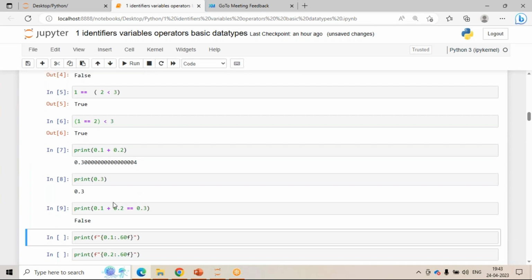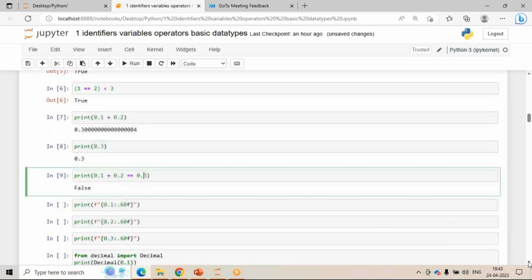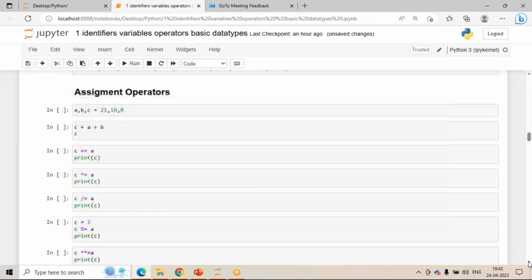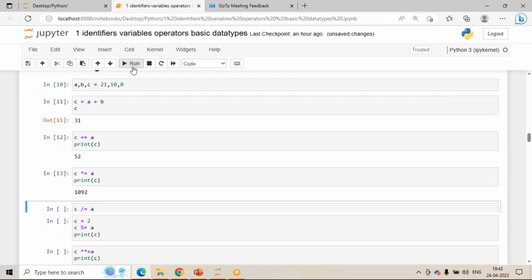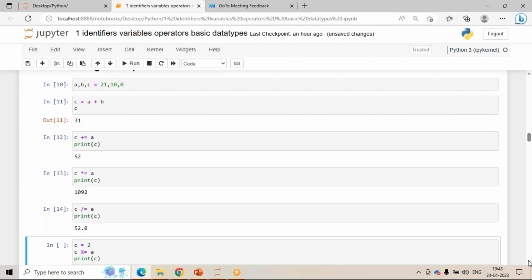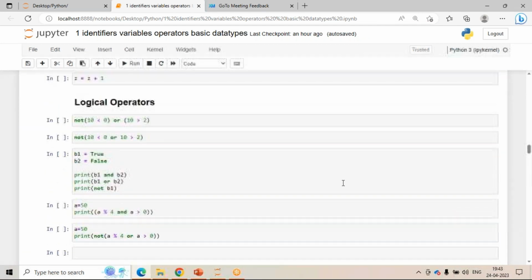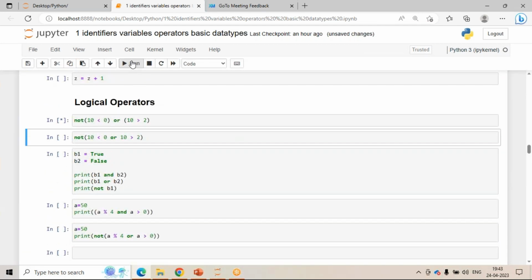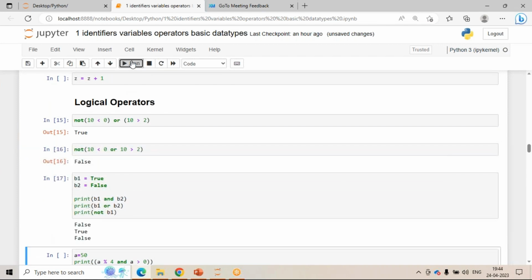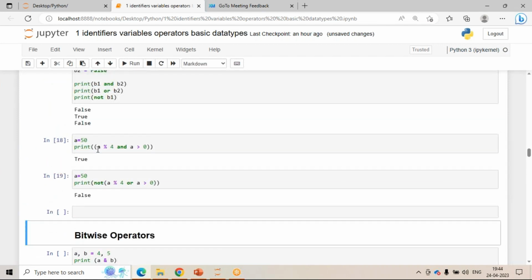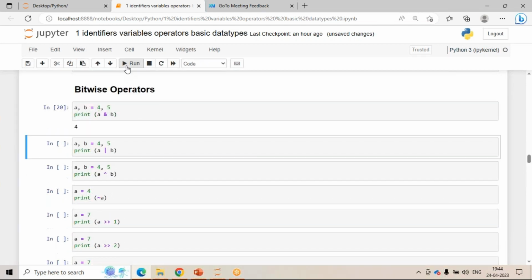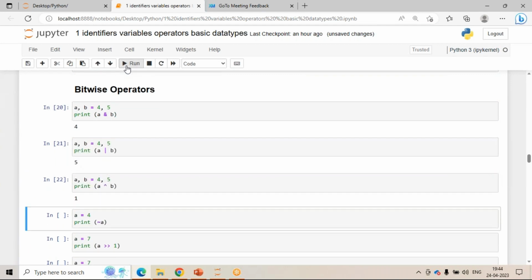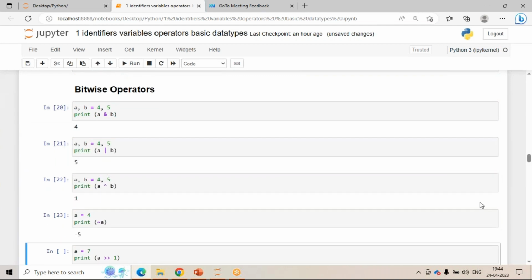1 plus 1, and 0.1 plus 0.2 double equal to 0.3; the discussion of that will come in the next topic. Then we have also solved these examples, and the logical operations. Then bitwise operators: AND operation gives 4, OR operation 5, XOR operation 1, NOT of 4 is minus 5.